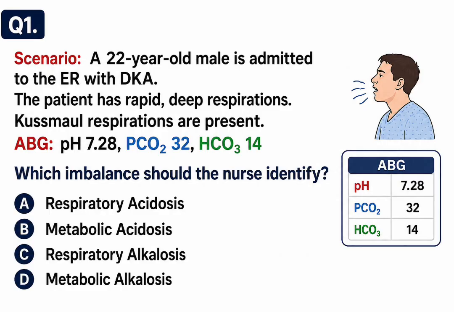Question 1. A 22-year-old male is admitted to the emergency room with diabetic ketoacidosis, or DKA. The patient has rapid, deep respirations. The ABG results are pH 7.28, PCO2 32, and HCO3 14. Which imbalance should the nurse identify? A. Respiratory acidosis. B. Metabolic acidosis. C. Respiratory alkalosis. D. Metabolic alkalosis.